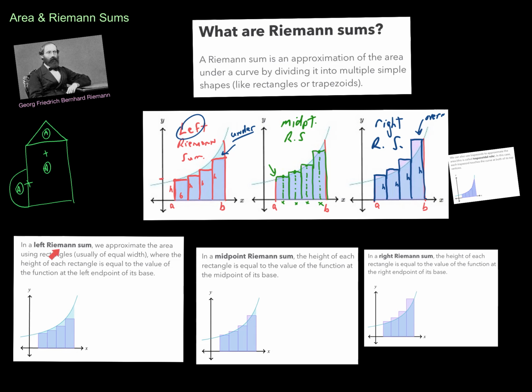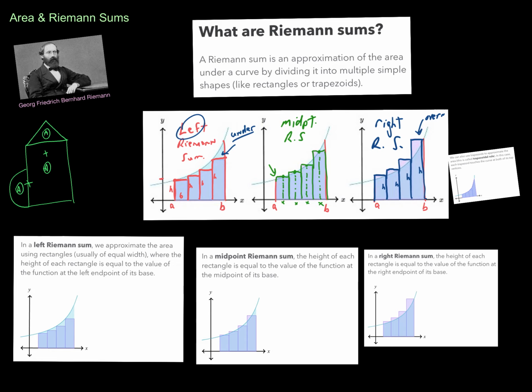For the left Riemann sum, we approximate the area using rectangles. Usually they're of equal length. I kind of mentioned that before; it depends if you're given a table or not. Each height of the rectangle is equal to the value of the function at the left endpoint of its base. And that's kind of what we drew here. The left side, take the height. The left side, take the height, etc., etc.